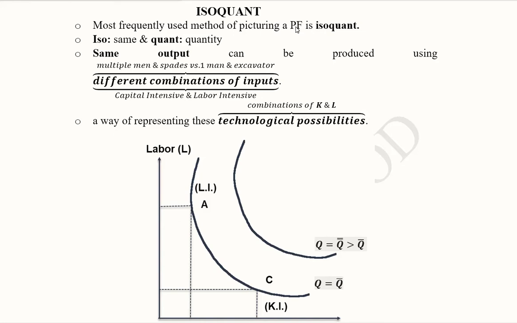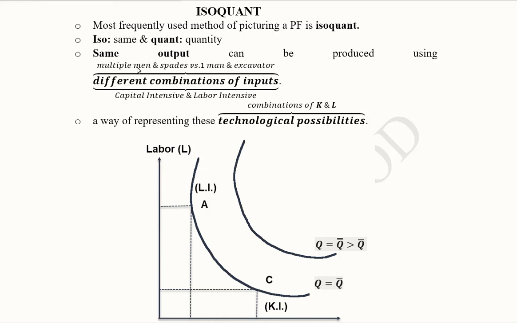Present a production function in Cartesian coordinates, we make an isoquant. As already explained, it has the same output throughout its locus, and it can produce the same output by using different combinations. So the inputs will vary and there will be different combinations. For instance, a task can be done with multiple men and multiple spades. Otherwise, we can hire one man who can operate an excavator and he can do the same digging. So these are two options.